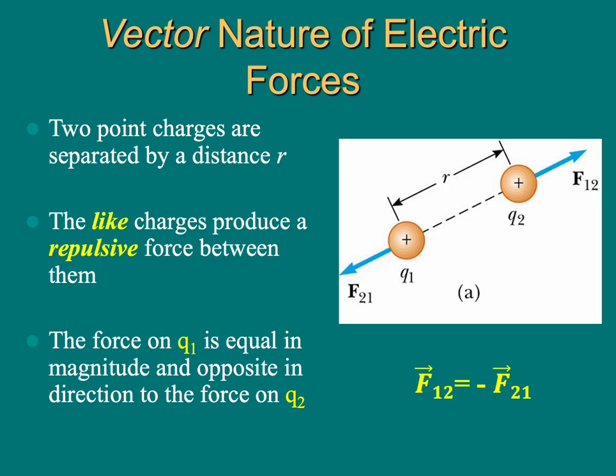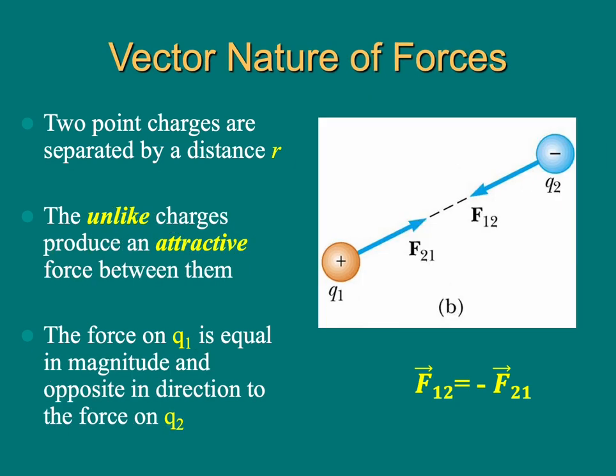This will also be true if we have two negative charges. It will be a repulsive force directed away from each other. Now, if Q1 and Q2 are different or unlike charges, then the force is attractive. So the force from Q2 on Q1 points to Q2, and the force from Q1 on Q2 points to Q1. Again, it's an action-reaction pair of forces, so those two forces have the same magnitude and opposite direction.